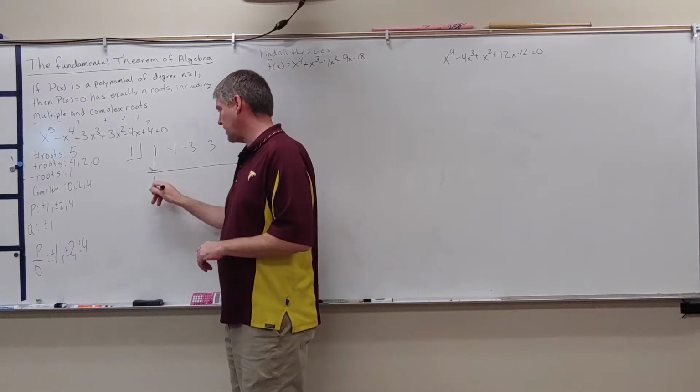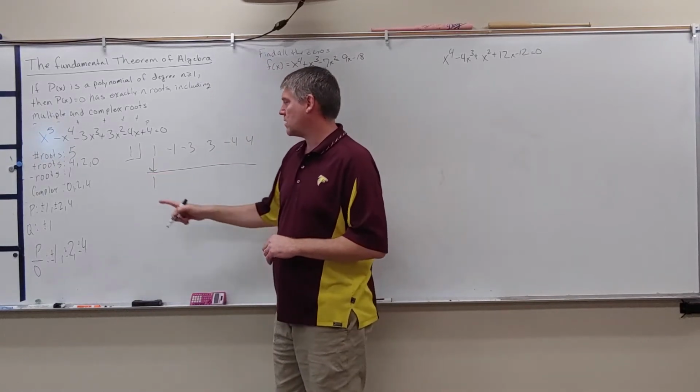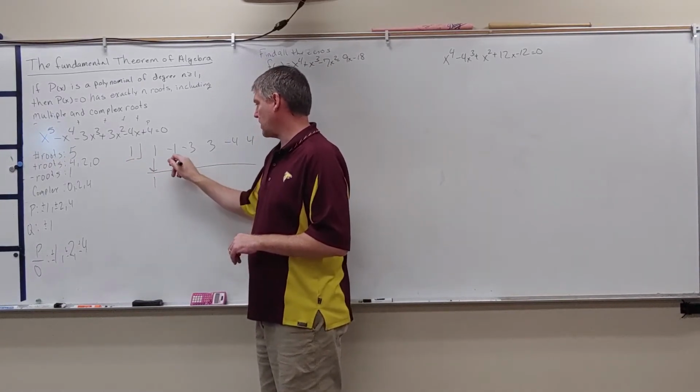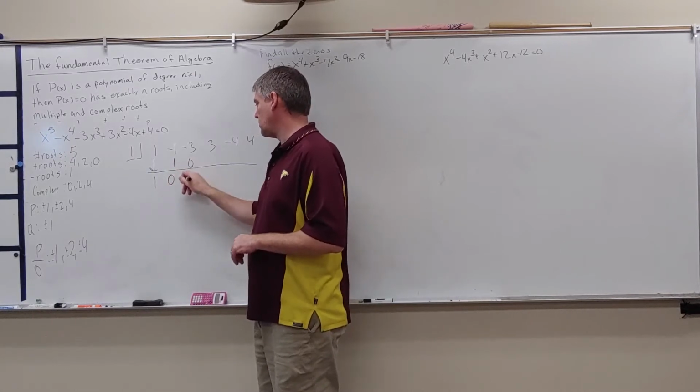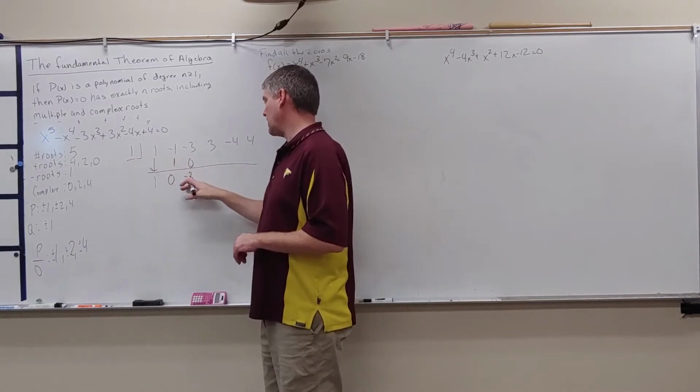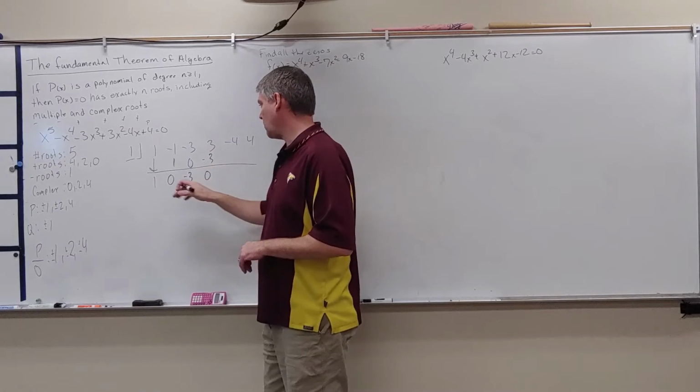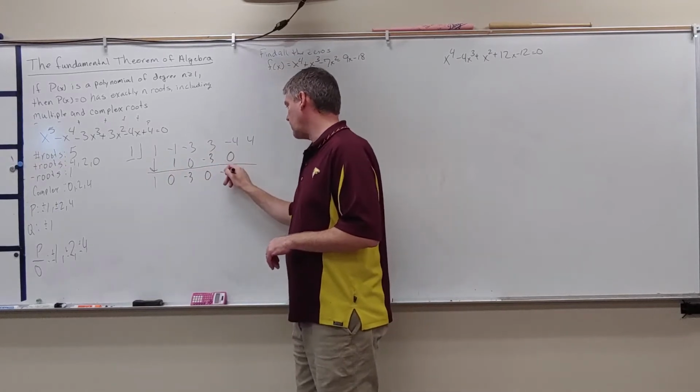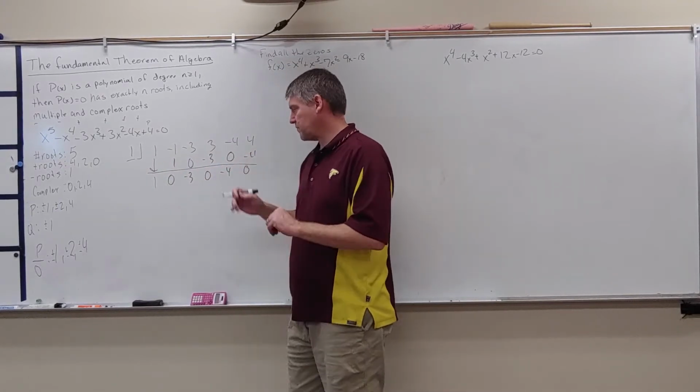So let's go ahead and factor out 1. So 1 times 1 is 1. That gives me 0, 0, negative 3. This gives me negative 3, 0, 0, negative 4, 0. Okay?